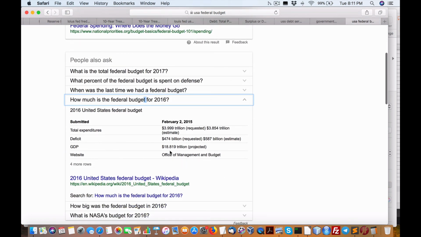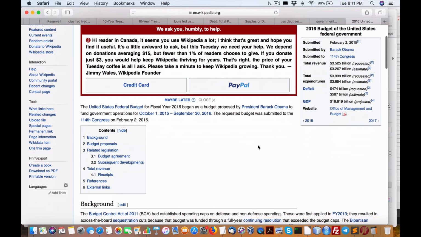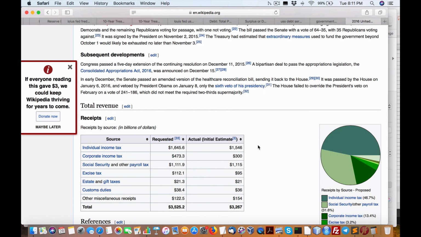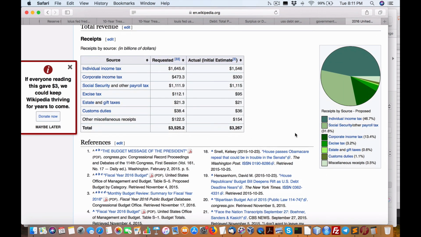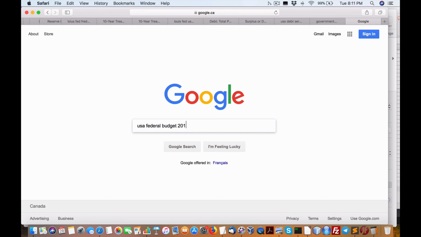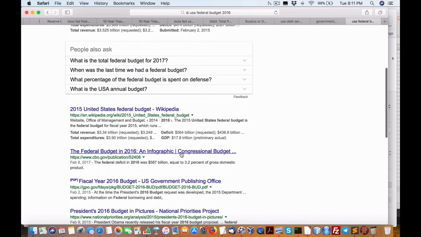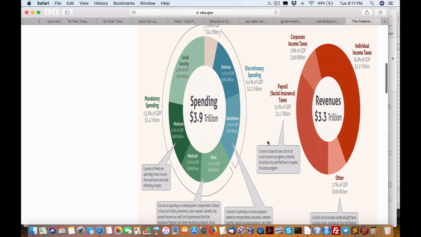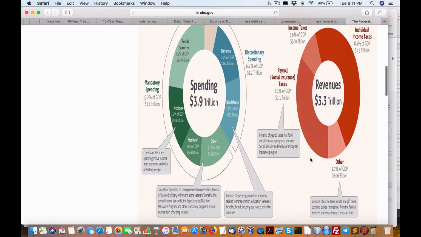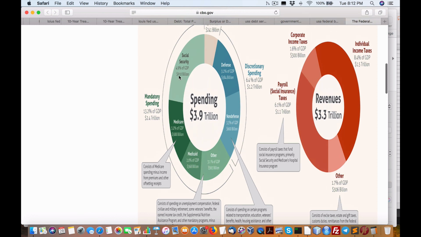So let's see. Under Wikipedia, is this doable? No. U.S. federal budget 2016. Okay, what is the total federal budget? What percent is spent on defense, federal, and infograph? Let's see, this is from the CBO. This is government issued. Okay, here we go. So here's the revenue. Yeah, we know that they're going to be at a loss with the deficit. We've tracked that. So here we go. So their total. Let me get this straight. You have 3.9 trillion spent.